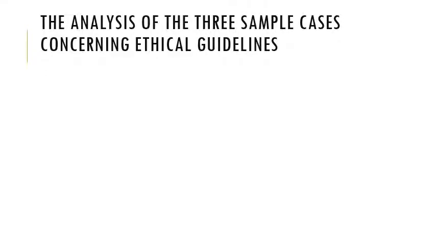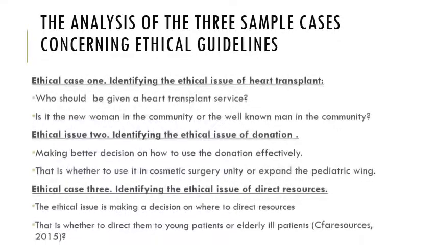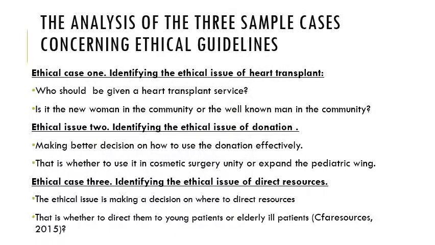We have been given three sample cases concerning ethical guidelines to analyze. One ethical issue is about a heart transplant. This case concerns two people who are in need of heart transplant services. One is an old man who is known in the community and is 53 years old, and the other is a young woman of 33 years old with a 10-year-old daughter. They are both in need of a heart transplant. So the ethical issue is who should be given the heart transplant.